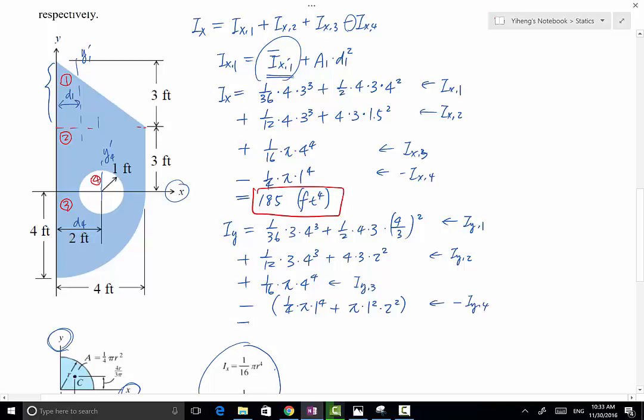So with that, now we're ready to do the evaluation, and that eventually evaluates to 117 feet raised to the fourth power.